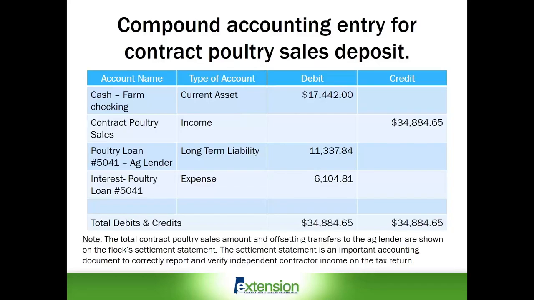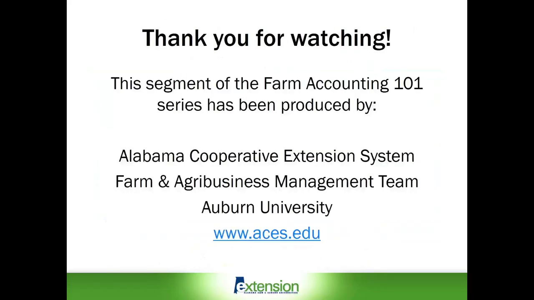Like all accounting entries, debit and credit entries must be in balance. In this example, total debits and credits for this poultry deposit are $34,884.65.